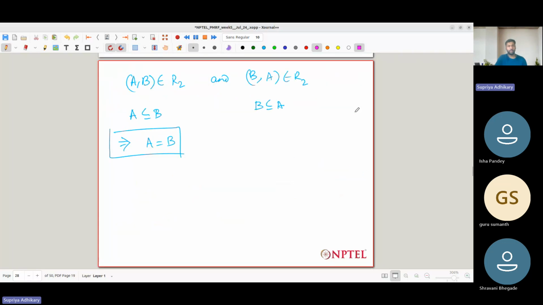Now what about the symmetric property? We know that a relation cannot be simultaneously symmetric and antisymmetric, but still, let's see that we can prove that. We can check the symmetric condition. For symmetric, we need to have that for any relation R, if AB belongs to this relation, that will imply that BA also belongs to the relation R.